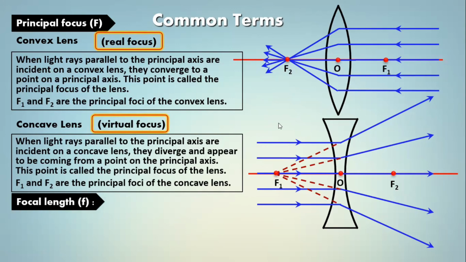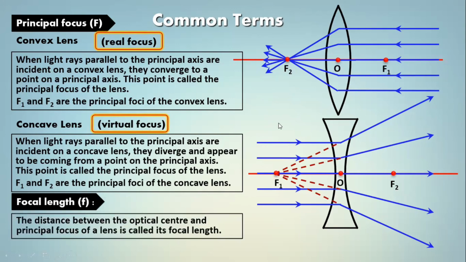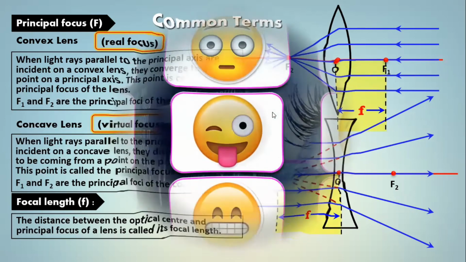Focal length: the distance between the optical center and the principal focus. That means from O to F, whatever the distance is, that is called your focal length.